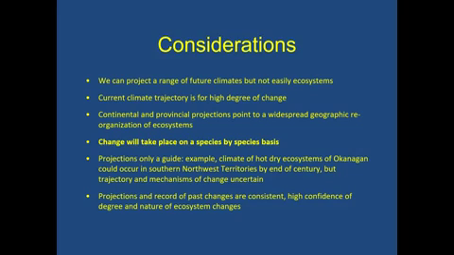And the projections and record of past changes, however, are consistent for different types of climate, and the projections and record of past changes are consistent with each other. In other words, we have a high confidence of the degree and the nature of ecosystem changes at some point when the climate and the changes, the migrations, etc., are in equilibrium. So we know these kinds of changes have taken place. We know the nature of the changes. So these projections do not scare us from the scientific perspective, but they are very major.